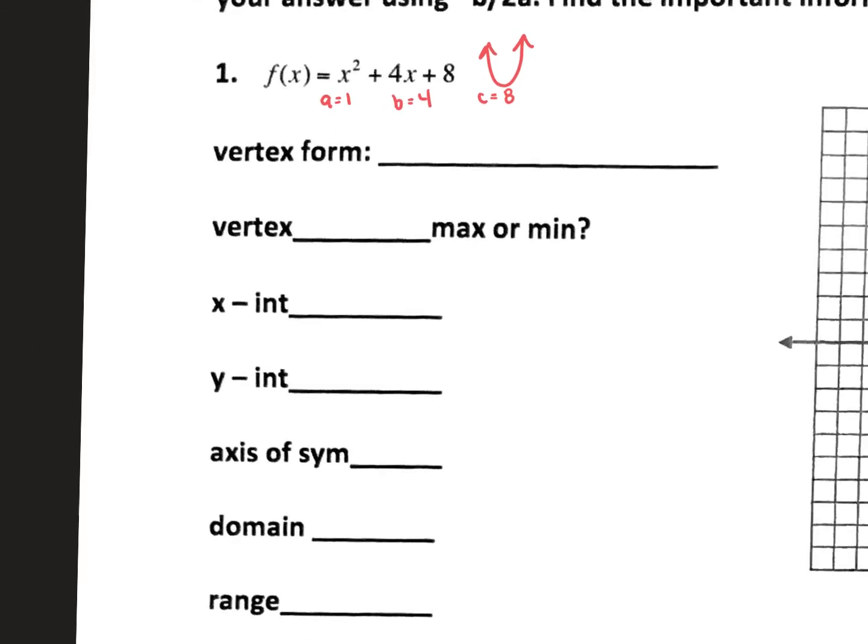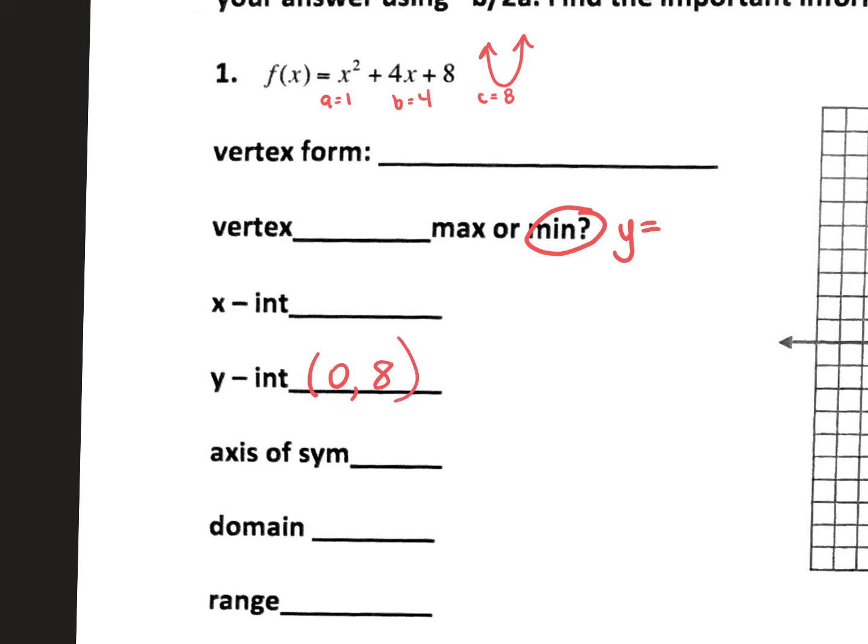Now we can go through and answer some of these questions. I don't know what the vertex form is yet, and I don't know what the vertex is yet, but I do know if I have a maximum or a minimum. There's a minimum, and it's going to be at Y equals whatever the Y part of the vertex is. I don't know my X-intercepts yet, but I do know the Y-intercept. What's the constant? 8. If I plugged in 0 for X, 0 squared plus 4 times 0, that's all 0. So my Y-intercept is just the constant, 0, comma 8.